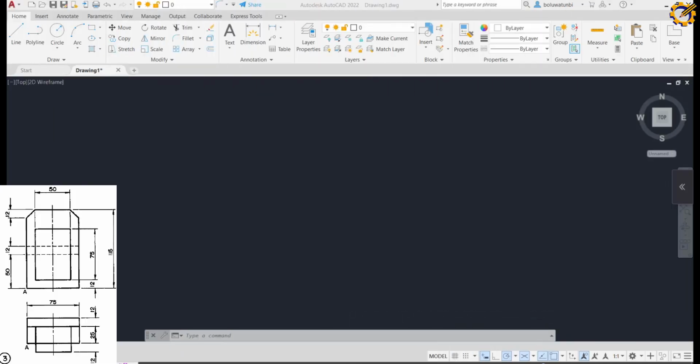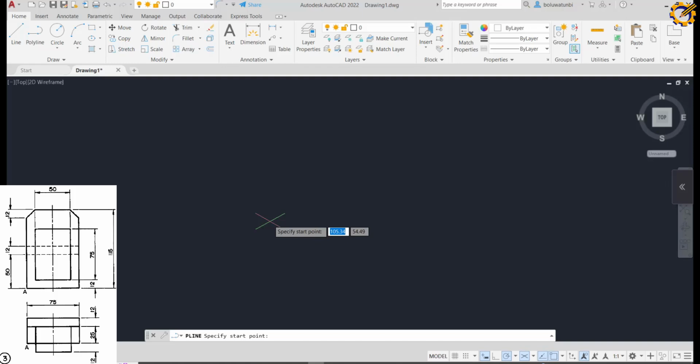My name is Oluwatumbi Blessing Olalekun, the founder of MaekllTech. We will be producing the problem as displayed on the screen, converting from orthographic to isometric projection using AutoCAD.